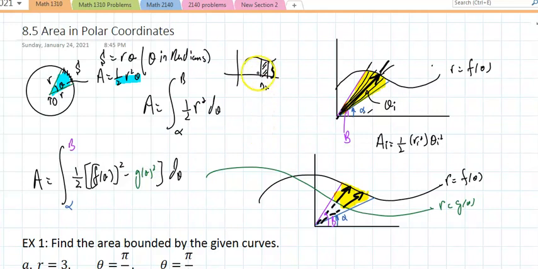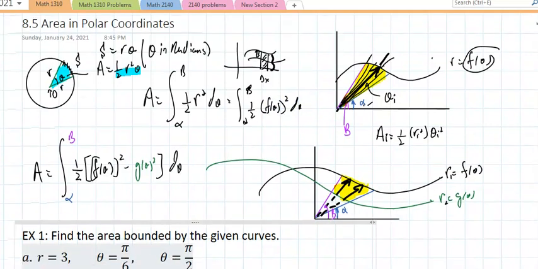Kind of like when we did back in the days when we had two of these functions and we said, oh, you take the top minus the bottom. Here you take the tip of the arrow, r sub 1, r sub 2. And that's how it works. And do recall that r is f of theta anyways. So, I start off with a couple of examples.